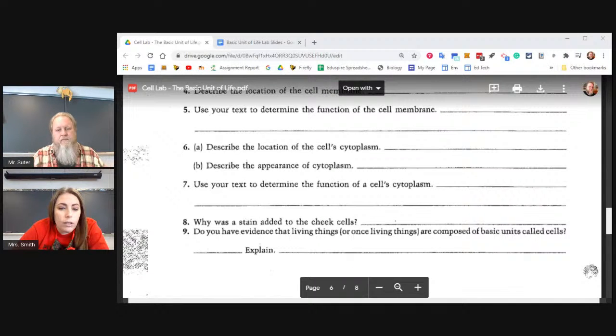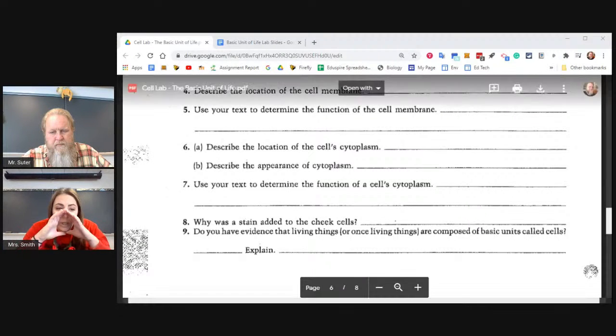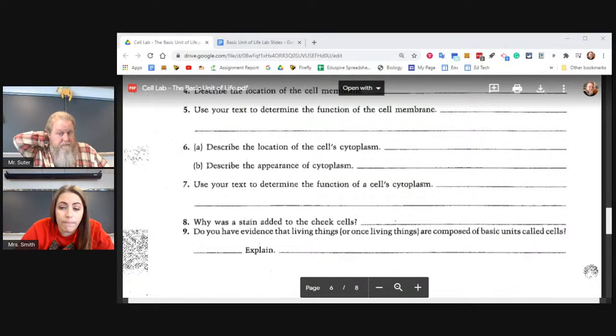And then the last one: do you have evidence that living things or once living things are composed of basic units called cells? The answer would be yes. And for the explanation, there's this cool thing that we've talked about called the cell theory that supports that. Not to mention the last two things we've looked at have been made of cells.